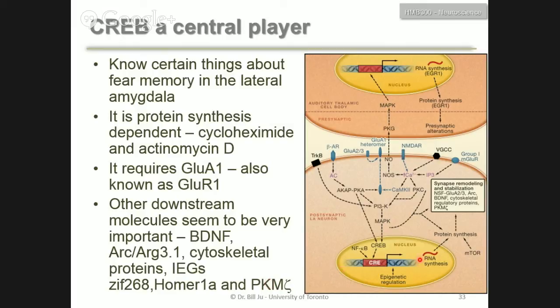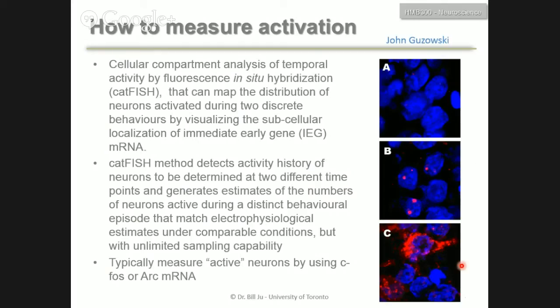We also know that it's RNA synthesis dependent, just like we saw with the long-term memory formation elsewhere. So many of the same systems that we saw before. So how do we go in and measure activation? And this is a technique that I'd like you to be familiar with.